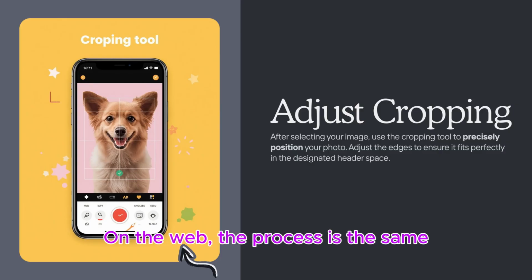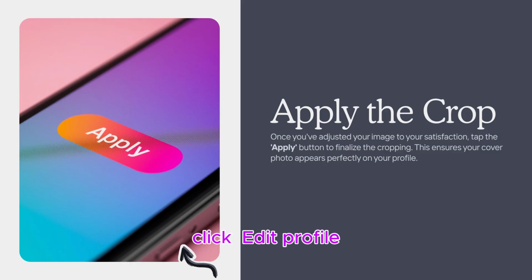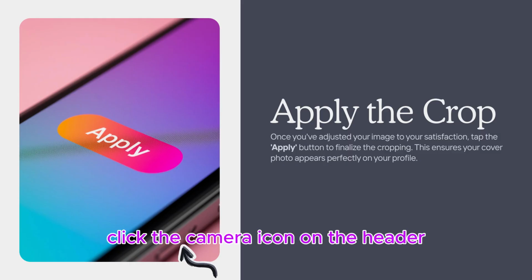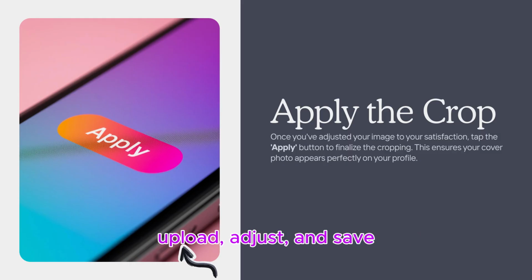On the web, the process is the same. Click Edit Profile on your profile page. Click the camera icon on the header, upload, adjust, and save.